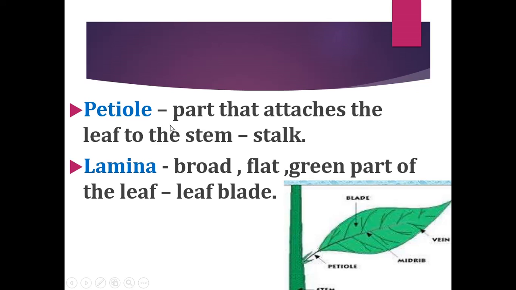Okay, so petiole, it is the part which attaches the leaf to the stem. It is also called as stalk. So petiole, it is the part which attaches the leaf to the stem. It is also called as stalk. Then lamina, it is the broad flat green part of the leaf. Okay, so lamina means it is the broad flat green part of the leaf which is also known as leaf blade.